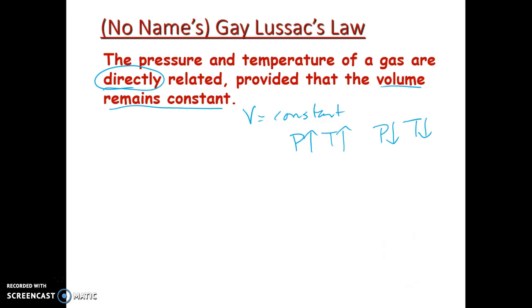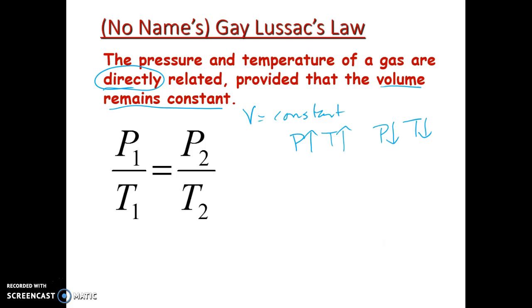So what should this equation look like? Well, the direct equation for the last one had the two divided by each other. The indirect equation, or inverse proportional equation, had them multiplied by each other. So you're right if you said that they should be divided by each other. P1 divided by T1 is equal to P2 divided by T2. And so that's the indirect relationship.